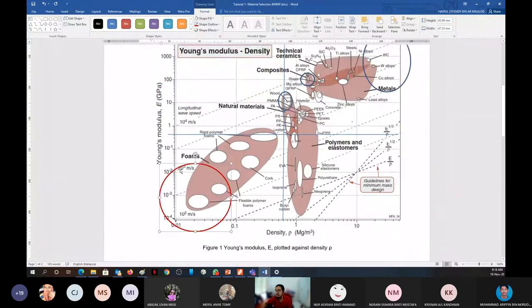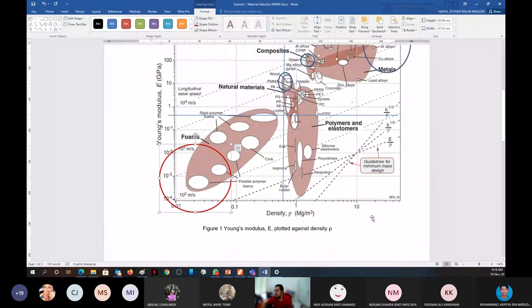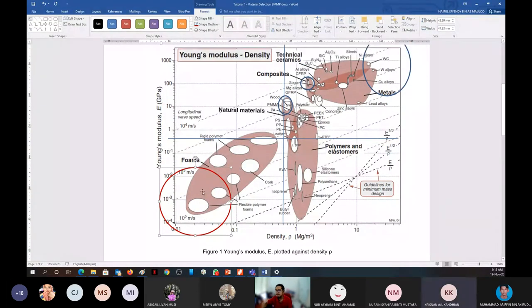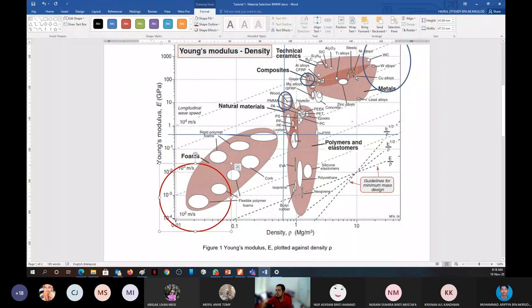What about materials on this side? What do we call them? What is the opposite of heavy? Can anyone answer? The lightweight, sir. Light, okay. It's lighter. And the opposite of stiff would be soft. So light and soft would be here. So it makes sense.